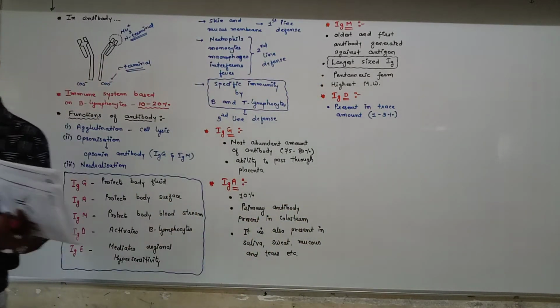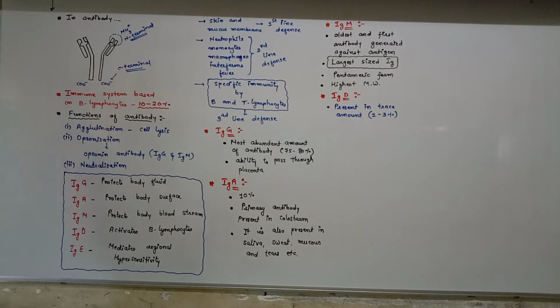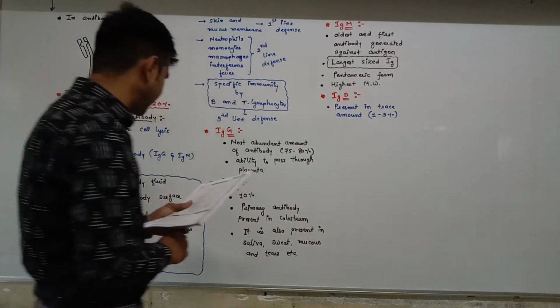Now, IgD. Present in trace amount, less, 1 to 3% only, and as you know, IgD activates the B lymphocytes and they produce the antibody. So only this one thing for IgD. Now IgE.